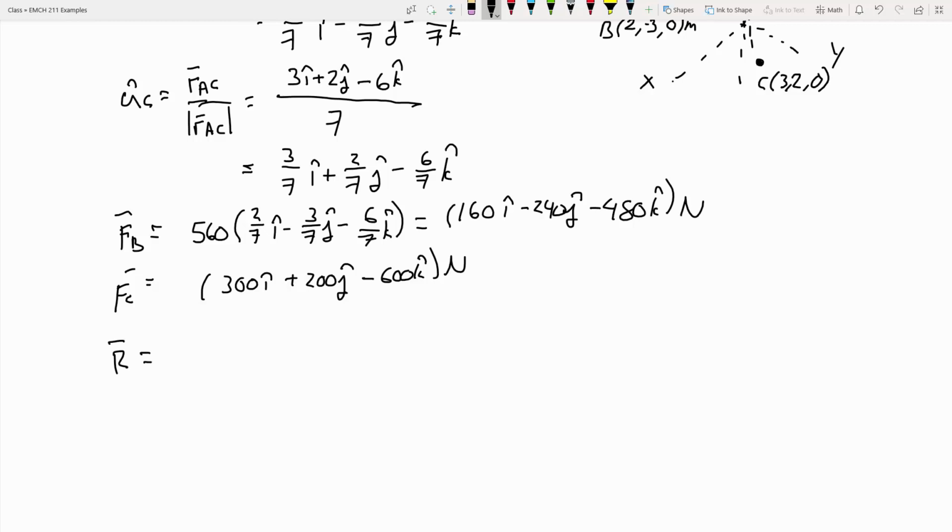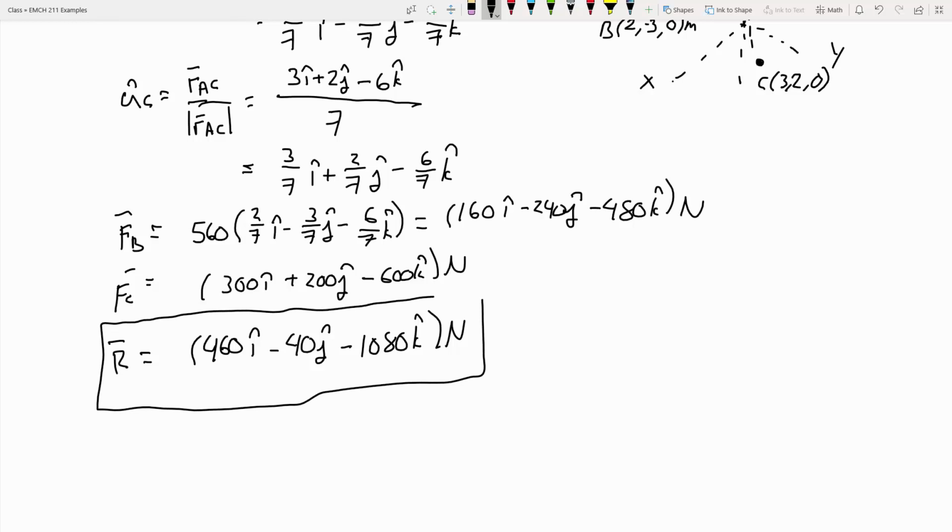Right, so the resultant vector R, when these two forces are acting simultaneously, once I'm in component form, I'm going to add the like terms. So I'm going to have 160i plus 300i is going to be 460i. Negative 240j plus 200j is a negative 40j. And negative 480k plus negative 600k, I'm left with a negative 1080k. And this is going to be in newtons.